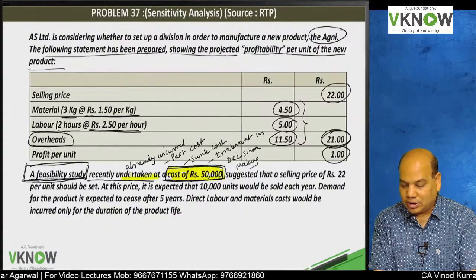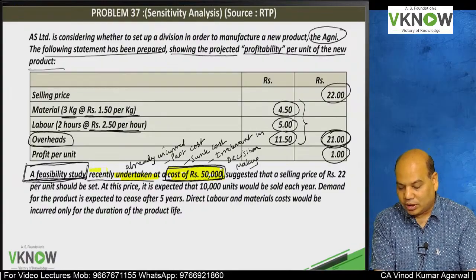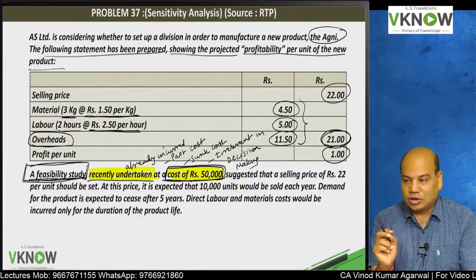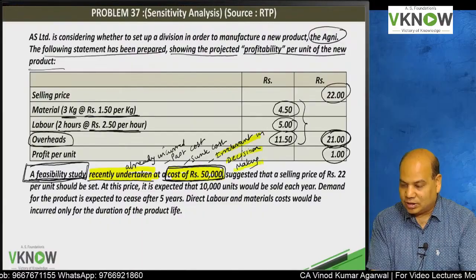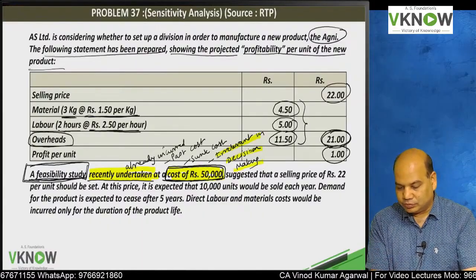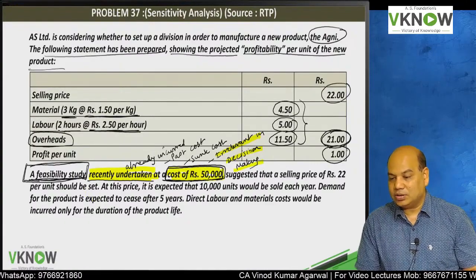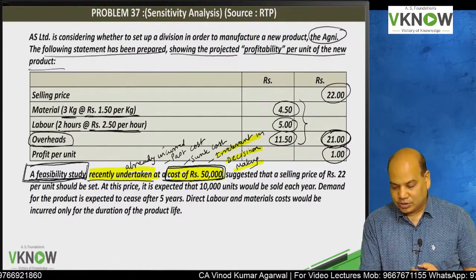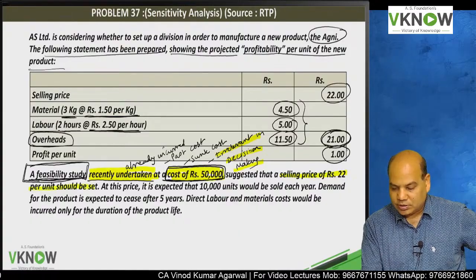It is already incurred before taking the decision. If you have already incurred expense before taking the decision, it is called sunk cost and it is not relevant in decision making. So let us read the statement again. A feasibility study recently undertaken at a cost of 50,000 suggested that a selling price of 22 rupees per unit should be set, and that is how this 22 has come here.